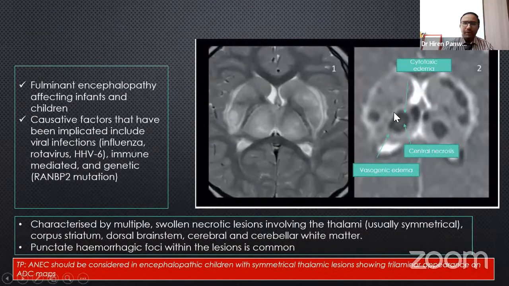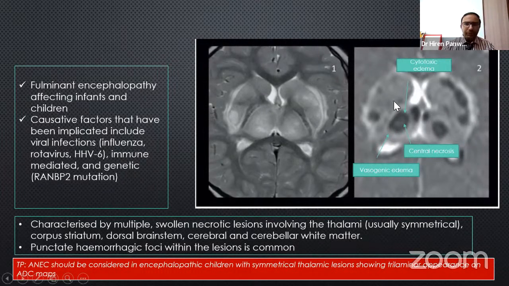Then another very severe fulminant condition which can have this kind of appearance is fulminant encephalopathy, which can affect infants and children. It can be caused by various viral infections like influenza, rotavirus, HSV, and now in the current scenario, COVID can also produce this kind of lesions. These are multiple bilateral near-symmetrical necrotic lesions in the basal ganglia as well as in the thalami. Bilateral symmetry in the thalami is the hallmark, with involvement of the putamen and caudate nucleus.